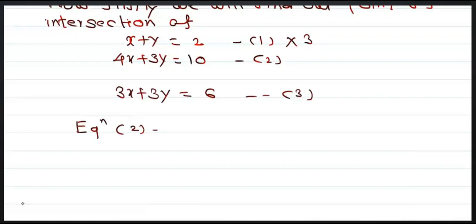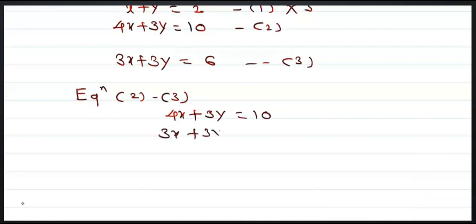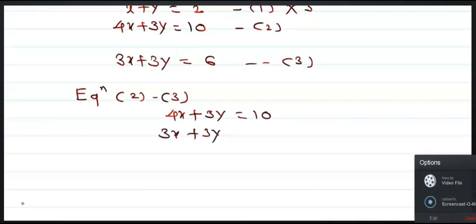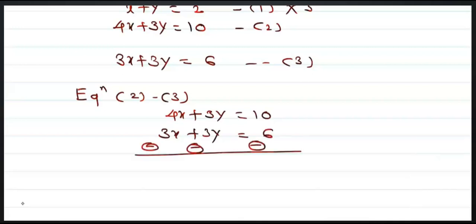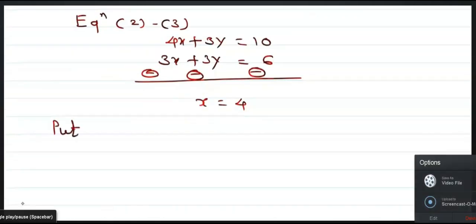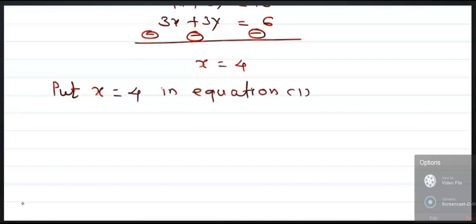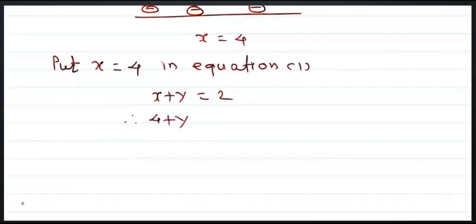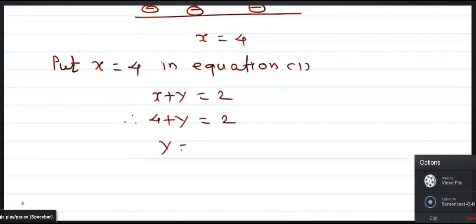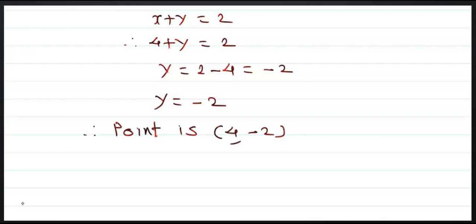Now equation 2 minus 3. You have 4x + 3y = 10 and 3x + 3y = 6. Now subtract. Therefore, x = 4. Put x = 4 in equation 1: 4 + y = 2. Therefore, y = 2 minus 4, so y = minus 2. Now the point is (4, minus 2).